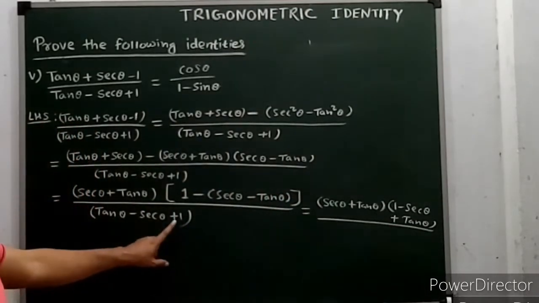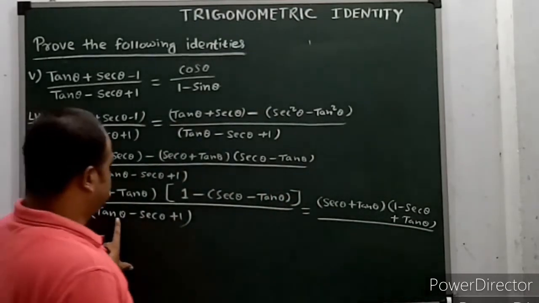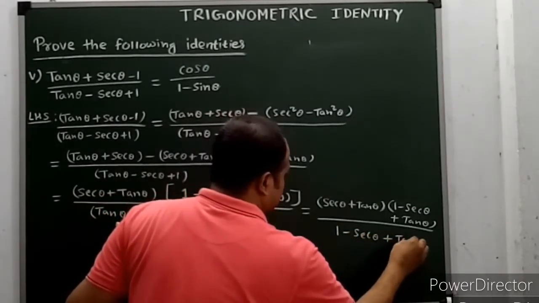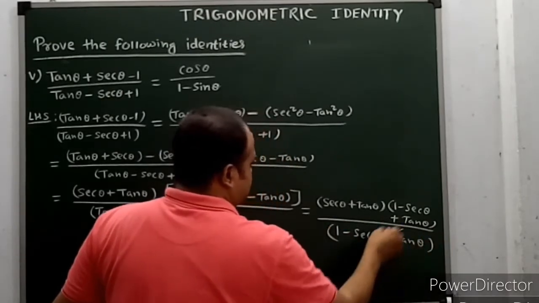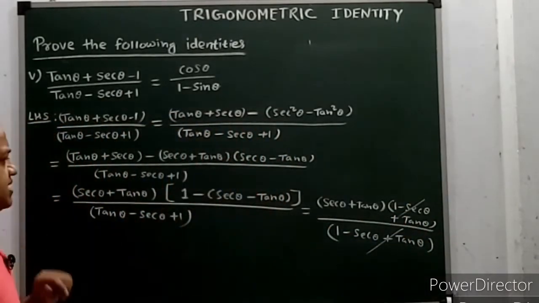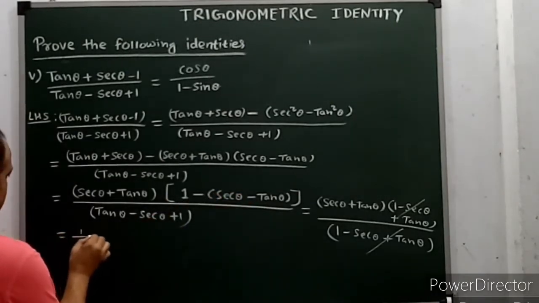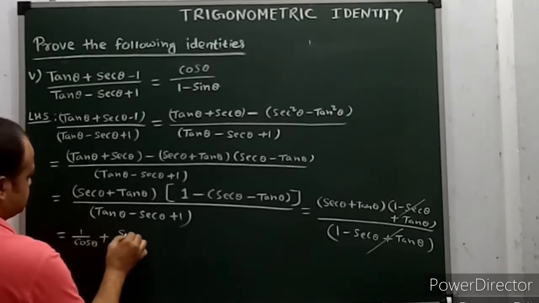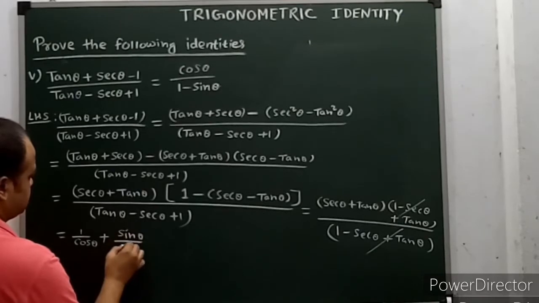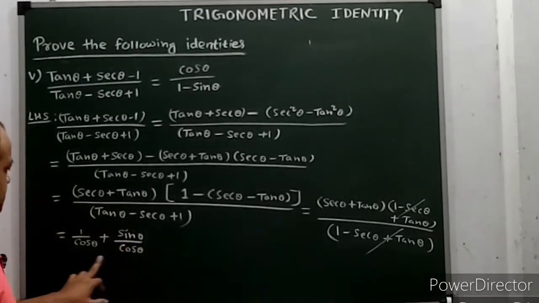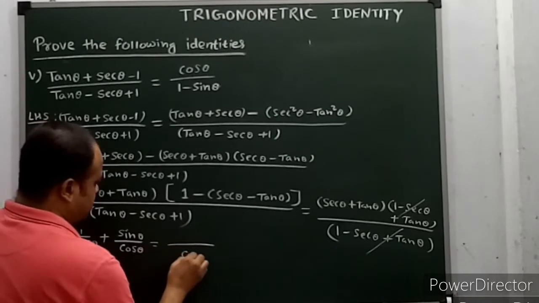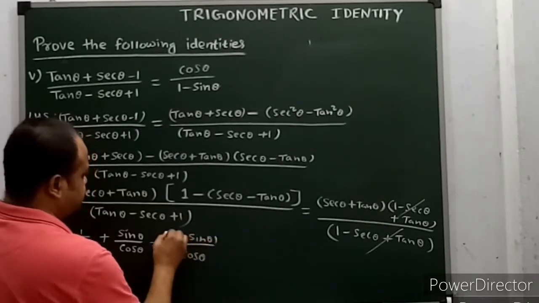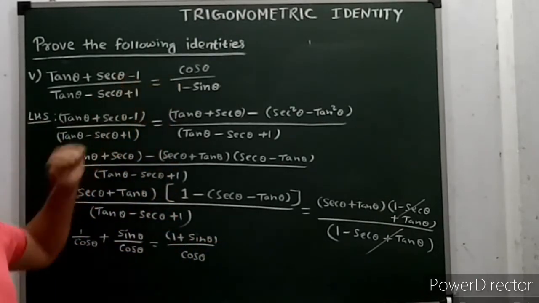And in the denominator it is also there. See, 1 minus sec theta plus tan theta, 1 minus... so now these two parts get cancelled out. We are left with sec theta plus tan theta. Now sec theta means what? 1 by cos theta, and tan theta means sin theta by cos theta. If you take the LCM, cos theta, we get 1 plus sin theta. But it is not there in the RHS.